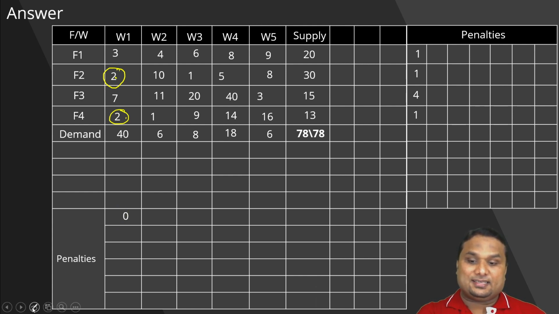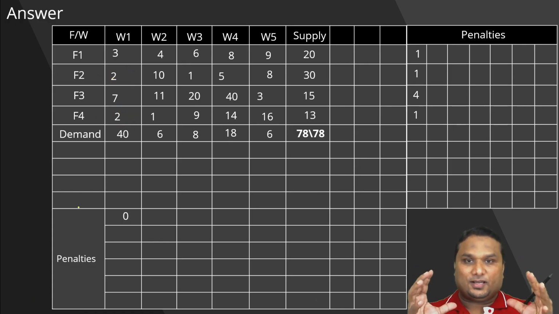Now in this scenario, students get some confusion whether they have to take one value as 2 and the other value as 3. The penalty is the difference between the least two values. My dear friends, here if you are not able to transport at this 2 rupee, your next best option is this 2 rupee. So your cost is not increasing. So simply, the penalty is the difference between the least two values. If there are 2 and 2, it is 2 minus 2, then the answer is 0. That is a simple logic.